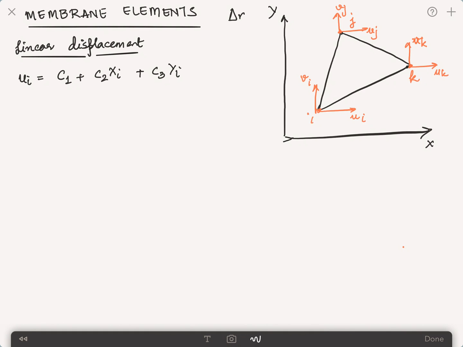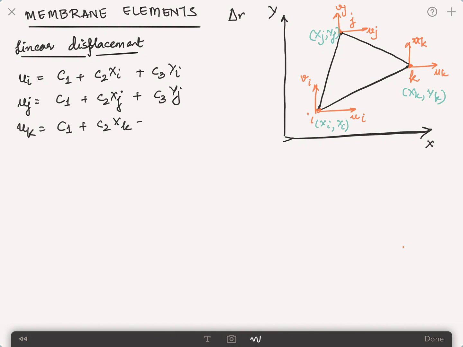Now you can always ask me, what is this xi and yi? So I should also point that out in the figure. If I have node I, then its location in terms of coordinates is given as xi, yi. This is xk, yk, and this is xj, yj. And now I can describe every particular displacement depending on the coordinate location that it's at. So I can similarly write uj as c1 plus c2 xj plus c3 yj, and uk can be written as c1 plus c2 xk plus c3 yk.